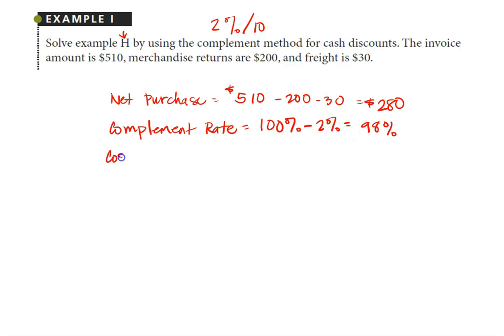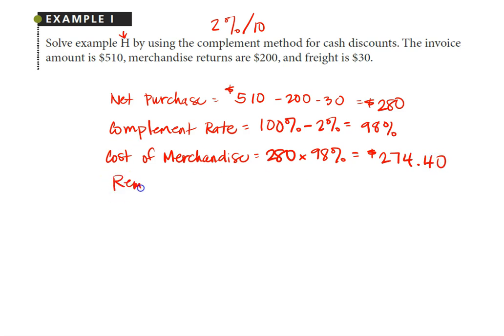So now when I calculate the cost of merchandise, I'm going to take my net purchase amount of $280 and multiply it by the complement rate of 98%. This gives me $274.40. And then my remittance amount, of course, is my cost of merchandise plus the freight that we are adding back.